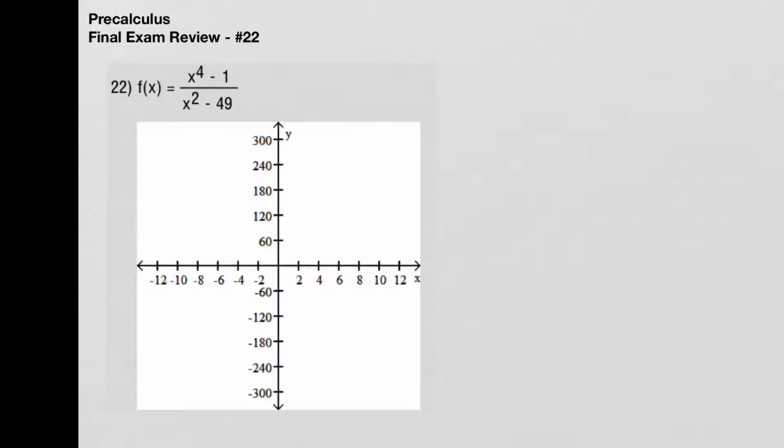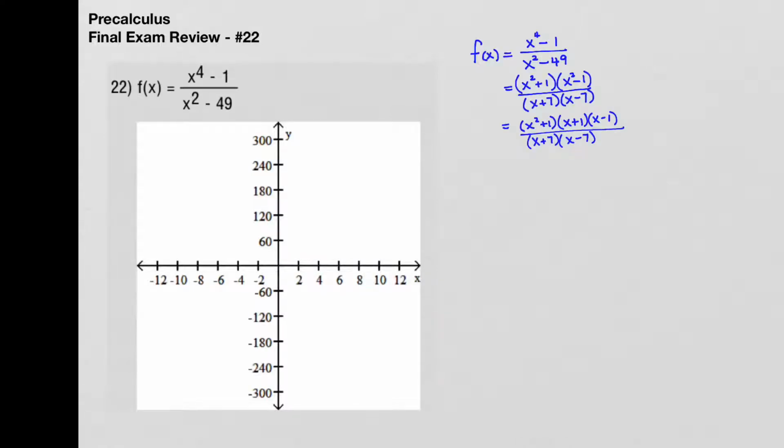I'll factor both the numerator and denominator. I factored the numerator, x to the fourth minus 1, into x squared plus 1 times x squared minus 1, and then I can still factor x squared minus 1 into x plus 1 times x minus 1. X squared plus 1 is not factorable over the real numbers, and we're only concerned with the real numbers when we're graphing a function. So we've got the numerator factored and the denominator factors into x plus 7 times x minus 7.